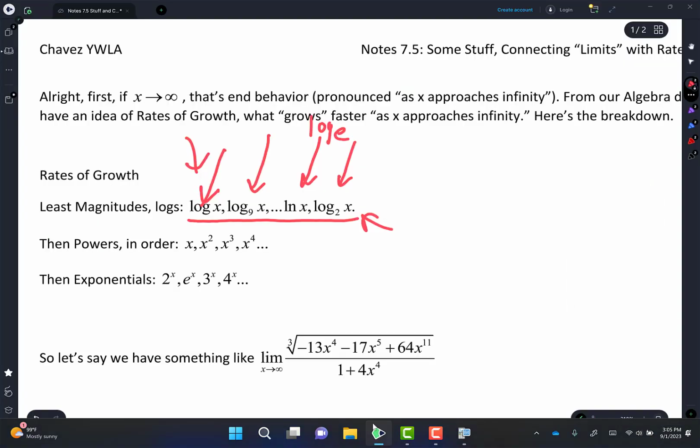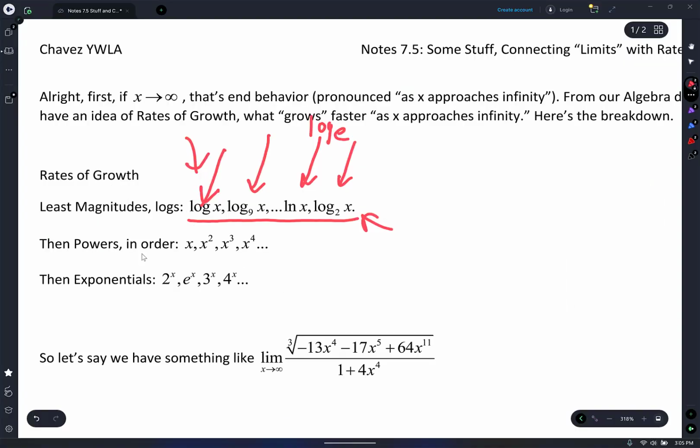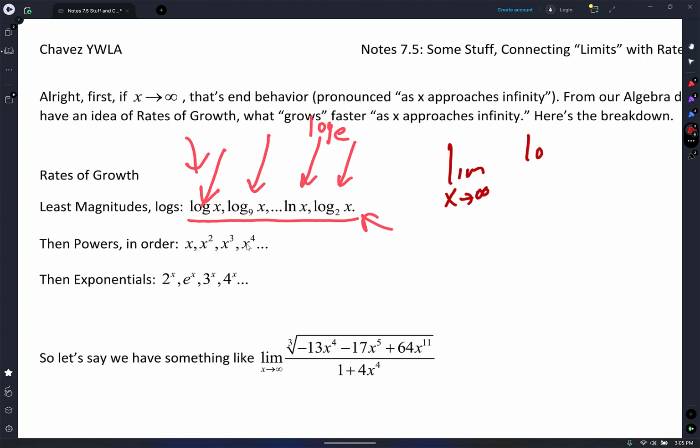Cool? All right, and then what grows faster than logs? Powers. And I put it here in order: x, x squared, x cubed, x to the fourth. Let me make an example real fast. If I have the limit as x approaches infinity of log base 2 of x over x, what's growing faster, the numerator or the denominator? The denominator. Because the denominator is growing faster, this thing is approaching 0. And that's the whole logic behind it.